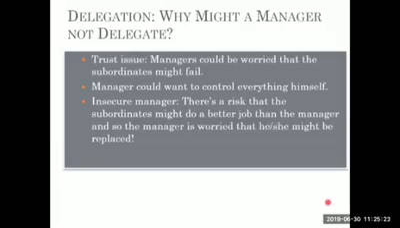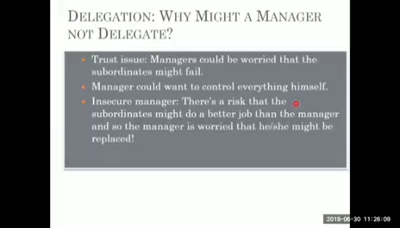Delegation. Why might a manager not delegate? First is trust issue. Managers could be worried that the subordinates might fail. Second, the manager could want to control everything himself. Third, insecure manager. There is a risk that the subordinates might do a better job than the manager, and so the manager is worried that she might be replaced. So these are the concerns of the manager when he is not going to delegate his authority to the subordinates.